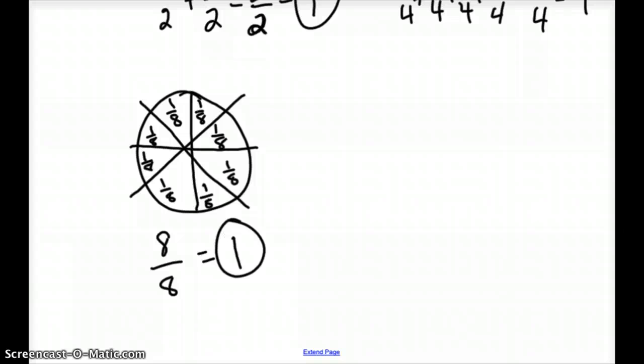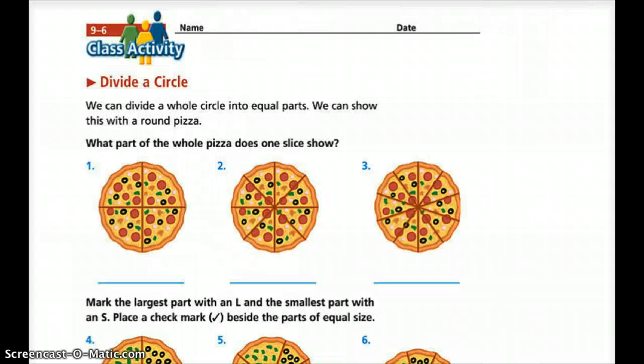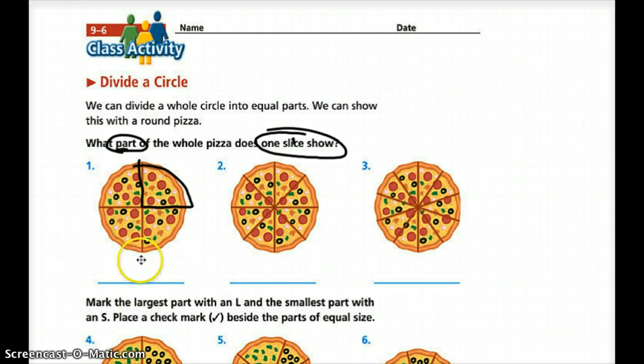All right, we're going to look at page 359, which has some pizzas that are split into pieces. We can divide a whole circle into equal parts. We can show this with a round pizza. What part of the whole pizza does one slice show? So it's looking for a fraction. If this is one piece, what's the fraction for that one piece? That would be 1/4.